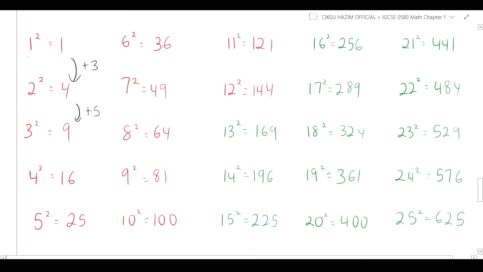The pattern here is plus 3, and then plus 5, and then here is plus 7, and here plus 9. You can keep on doing it. Here is plus 11, here is plus 13. You can keep doing it.